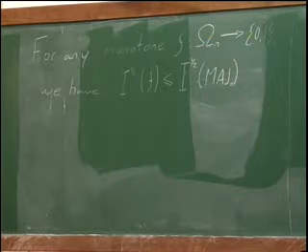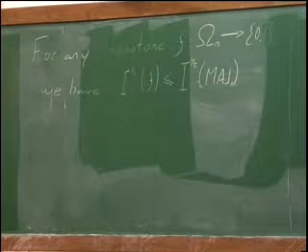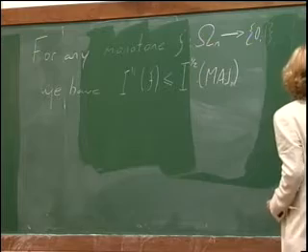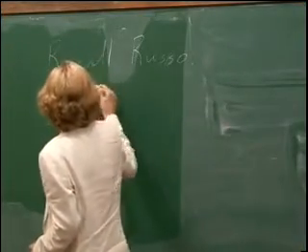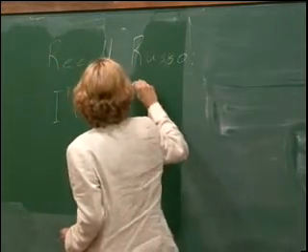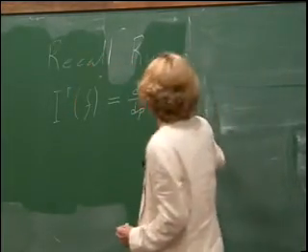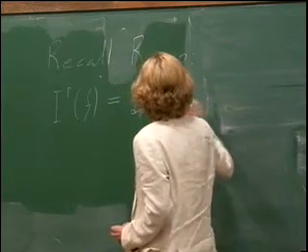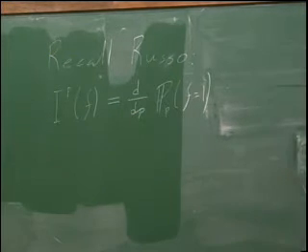Recall the Russo formula: that the total influence at parameter p of an event, or of a function if you like, equals the derivative with respect to p of the probability that the event occurs. Okay, so this is kind of backwards.